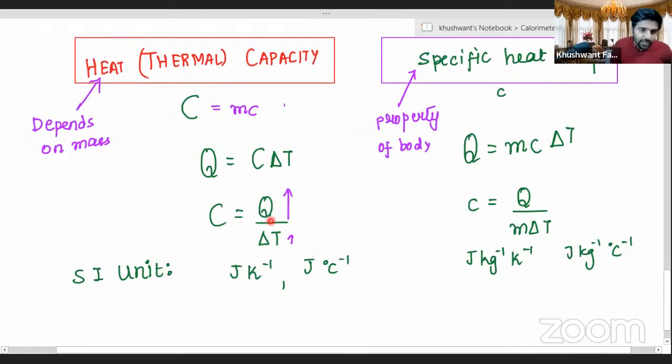Chalo, everybody will put this into their copies. Yes, dear learners, come on, quickly. So heat capacity depends on mass, whereas this is the property of the body and does not depend on the mass. This second thing does not depend on the mass.